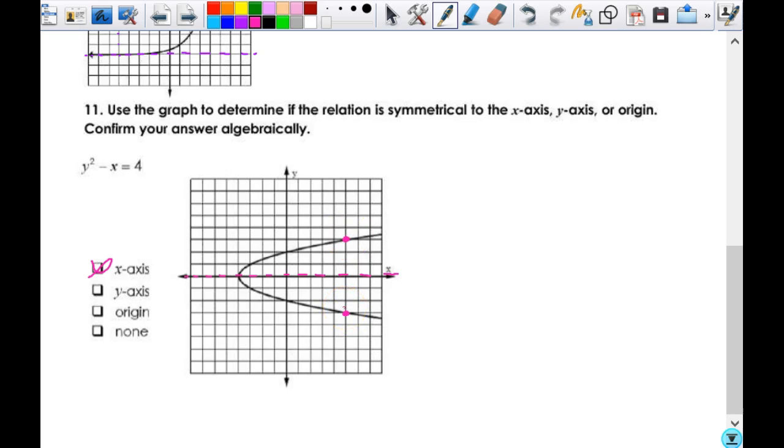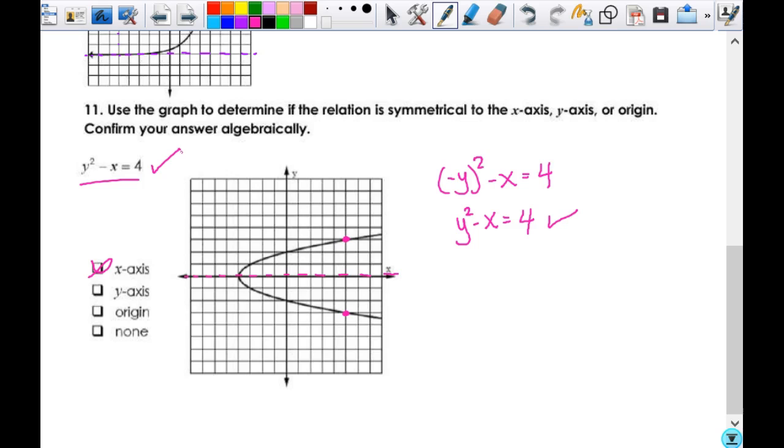So to verify this, you replace y with negative y. So this is negative y squared minus x equals 4. So negative y squared is y squared minus x equals 4. And now this looks the same as this does. I have just verified that when I substitute in a negative y, I get the same, it's not a function, but the same relation back. Okay, and this is not a function because it fails the vertical line test. Right?